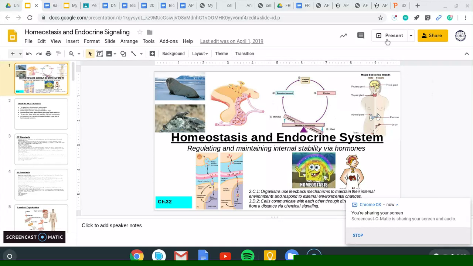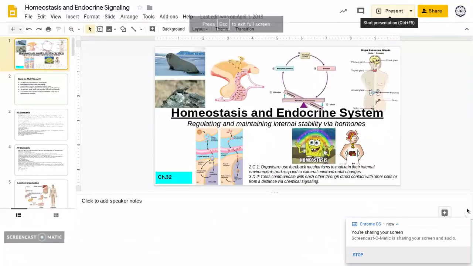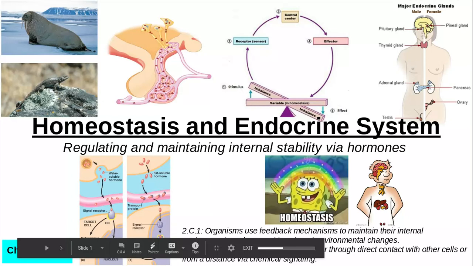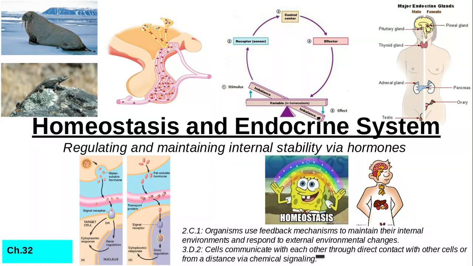Right. So this section is going to be focused on the endocrine system a little bit, but also feedback loops within the endocrine system and homeostasis. So in this section, we're going to talk about how your body regulates the different cell communication processes we've been learning about in this unit.